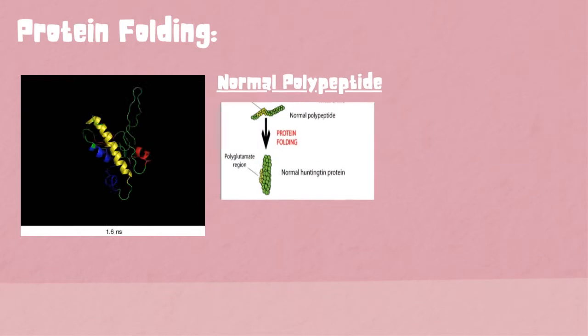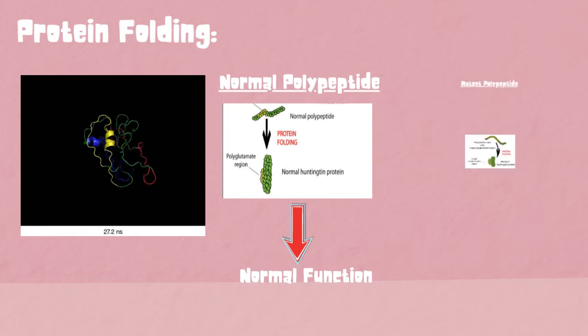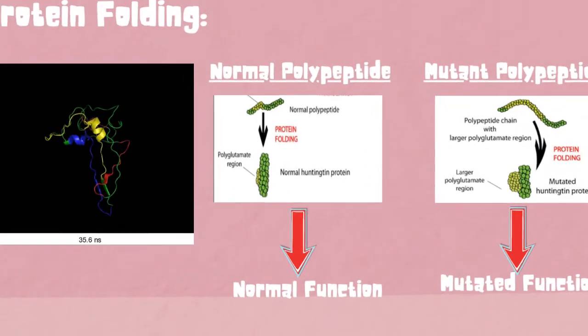The polypeptide chain folds to form a normal huntingtin protein. The protein is essential for proper cell division and apoptosis. The interaction with other proteins in the brain, including those involved in transcription and cell signaling, helps support neurons and brain function. The protein transcribed from the mutated allele has extra long polyglutamine chains. When these chains fold, they alter their shape, changing the function, damaging the brain.